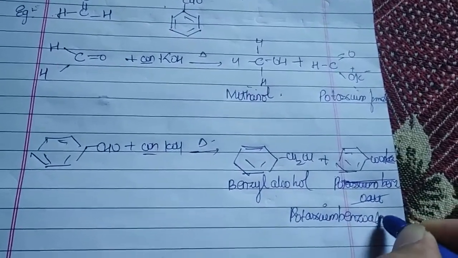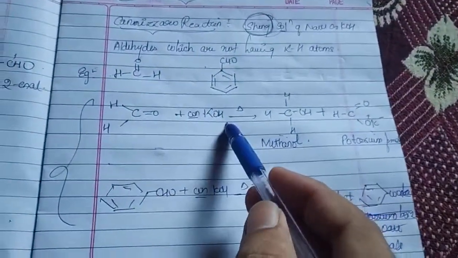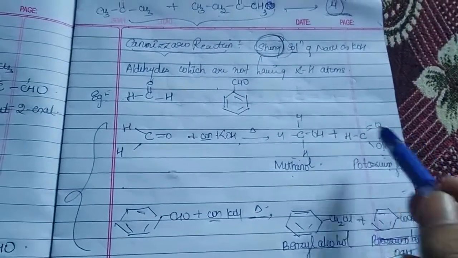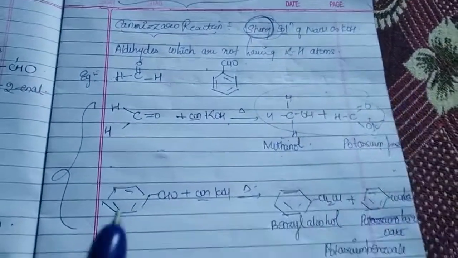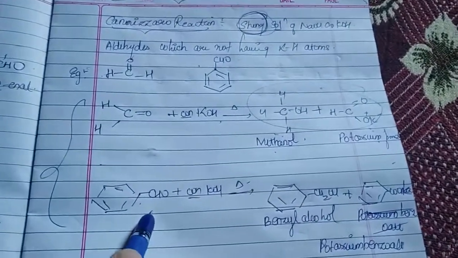Very much important. These two are also important. They can ask you directly. Okay. What happens when you treat formaldehyde with a strong KOH or a concentrated KOH? You should write both the products, methanol and potassium formate, along with their structures. So you can observe that both the reactants ali namatra alpha hydrogen atoms illa.